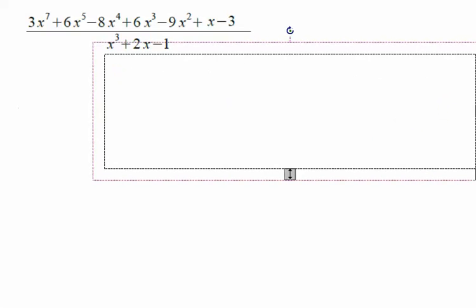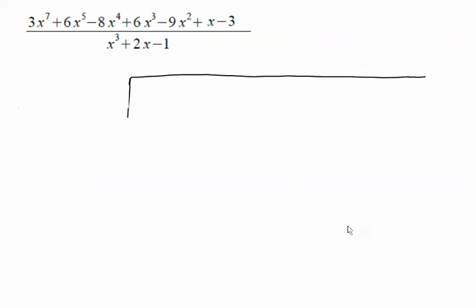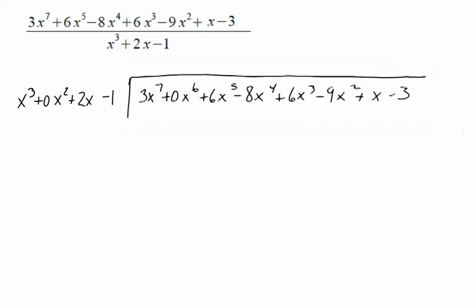The first thing that we're going to do is set up our division problem. We're then going to write the dividend, but where we're missing a term, we need to put a 0. So there will be 0x squared. Then we're going to come over and put the dividend inside of our division part. And now what we're going to do is piece by piece go through and do the long division.